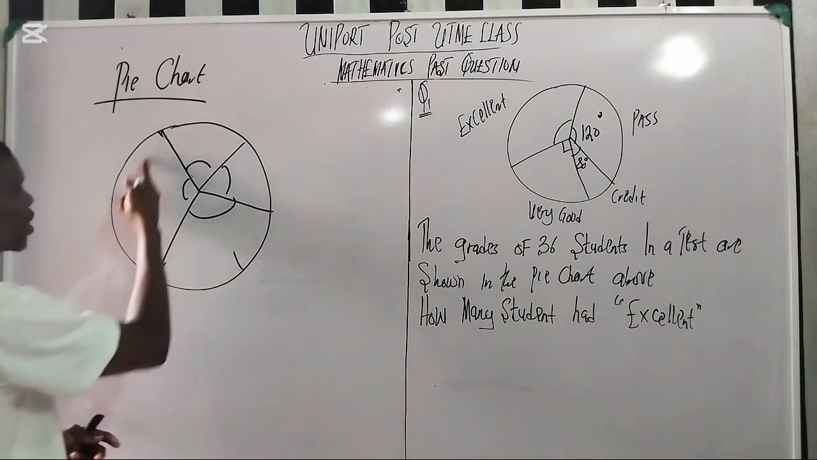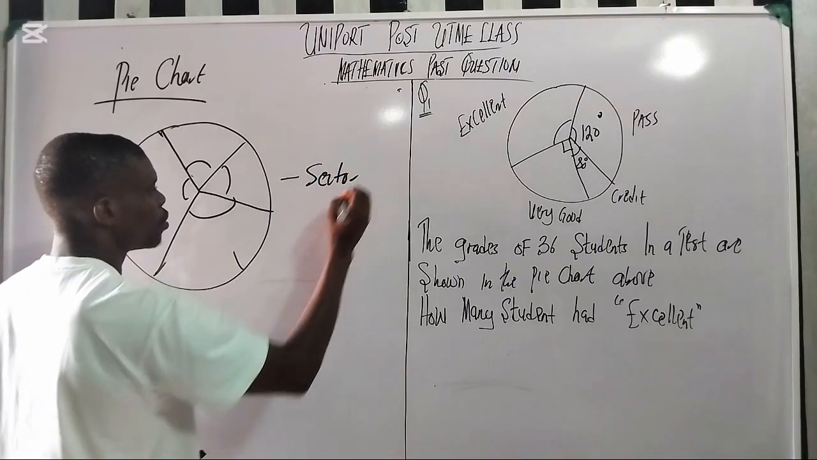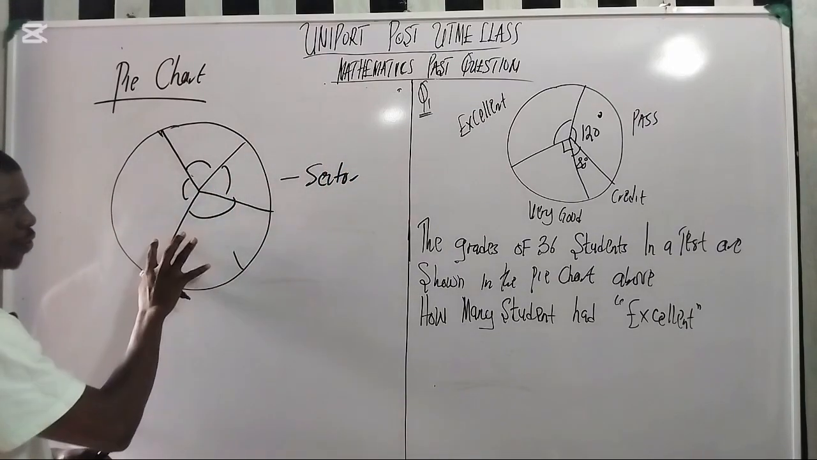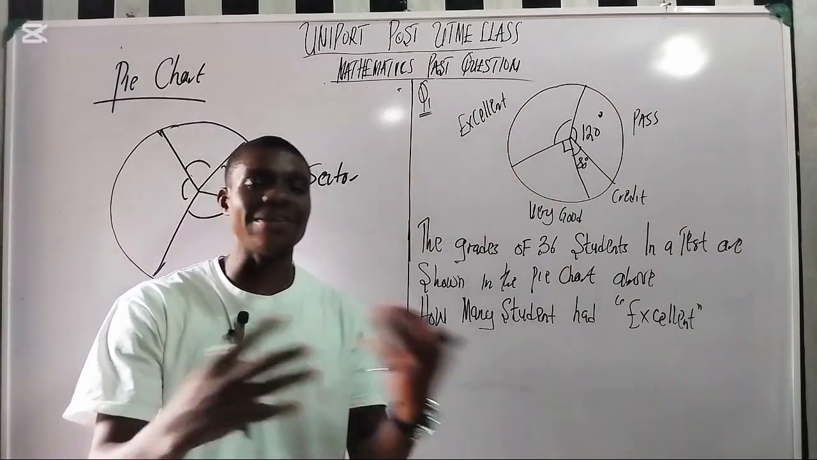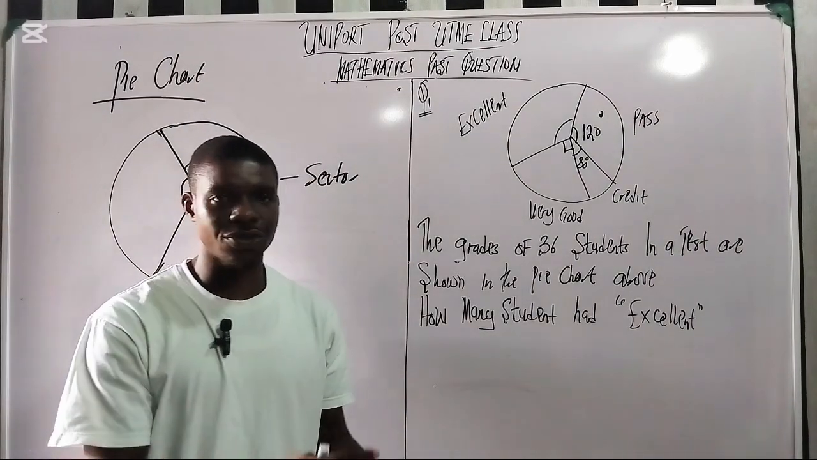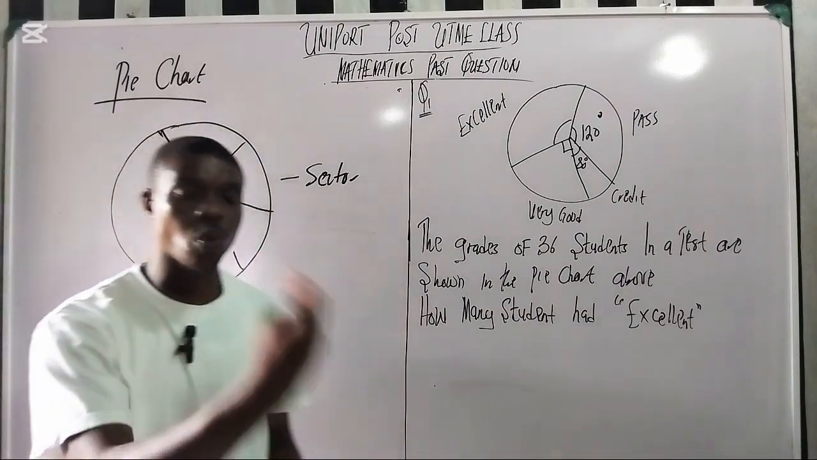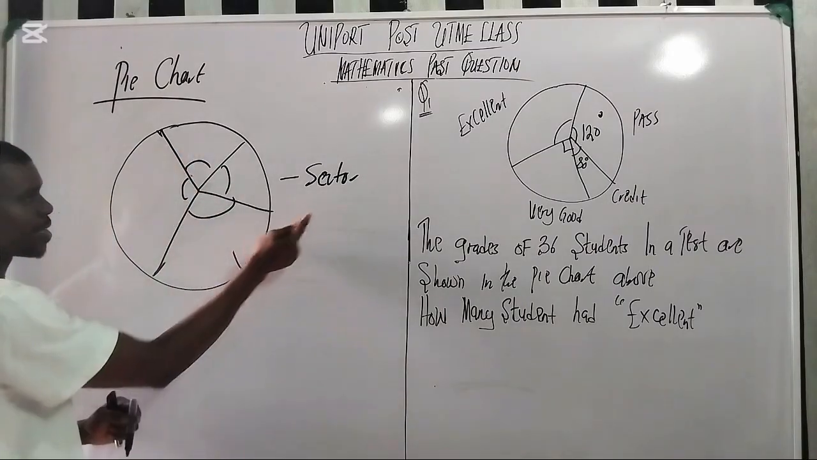Just now, each of these slices is now what? A sector. So you are having 1, 2, 3, 4, so you are having 4 sectors. Now look at something here. If they say 35 students, 36 students, 100 students, the whole of this circle here represents that number, which is called the quantity.